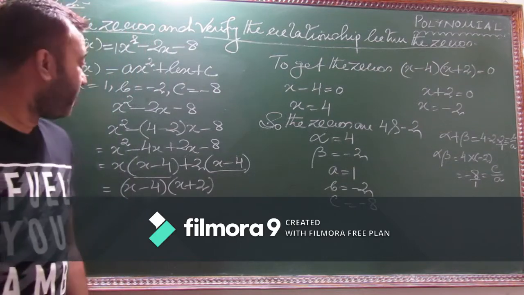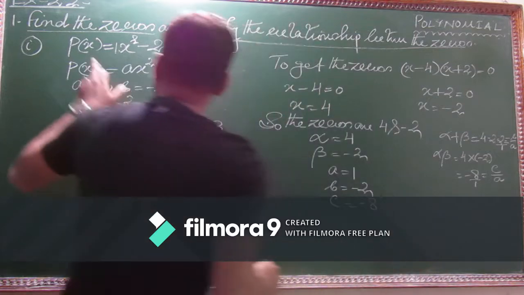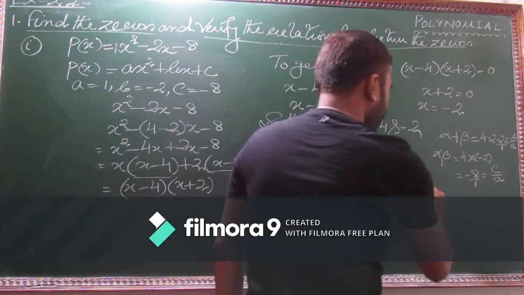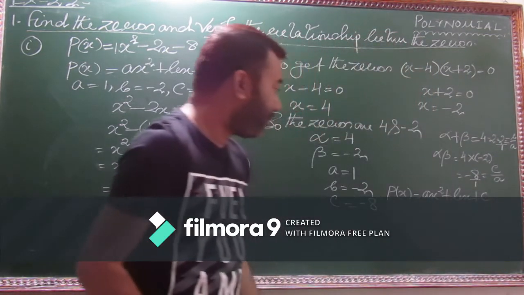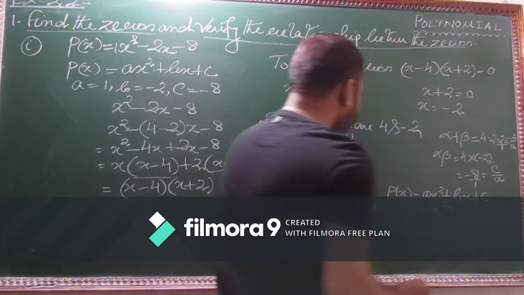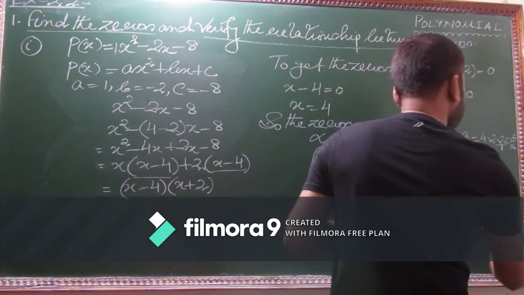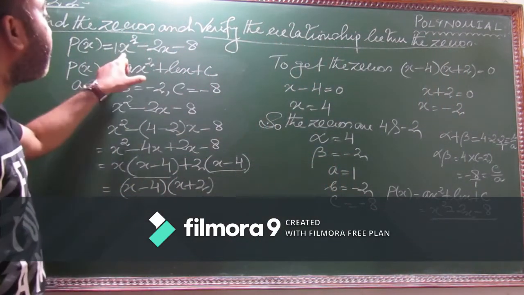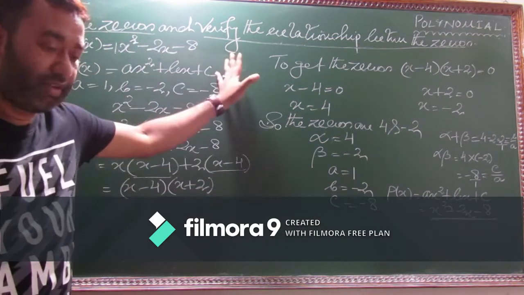Now you know that the general form of the quadratic polynomial is px. Whatever I am going to find, I am going to write px. Px is equal to ax square plus bx plus c. Here the value of a is 1, so x square; the value of b is minus 2, so minus twice x; the value of c is minus 8. This is x square minus twice x minus 8. That means my work is completely done for this question.